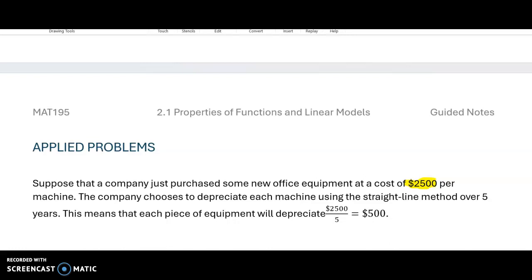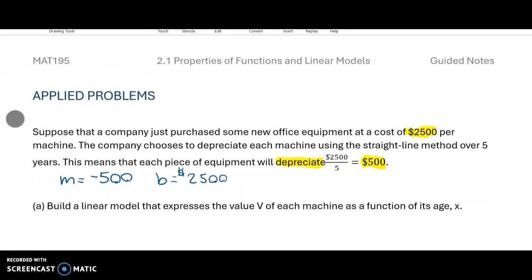Straight line means we're going to get a linear equation here for the model. This means that each piece of equipment will depreciate at $2,500 divided by 5, or $500. 500 represents our rate of change, right? But it is depreciating. Depreciating means losing value. So we can get from this that we are losing value at $500 a year. So our slope or rate of change will be negative 500. Our starting value, b, is 2,500. It looks like we have enough information here to make a model, and that's what we're going to do.